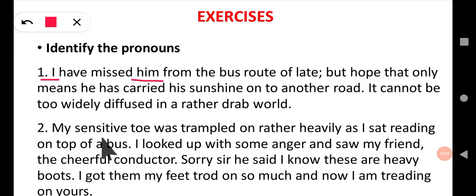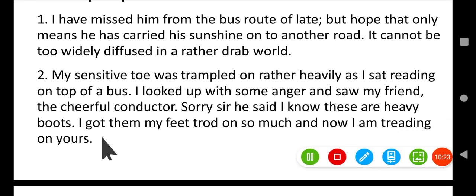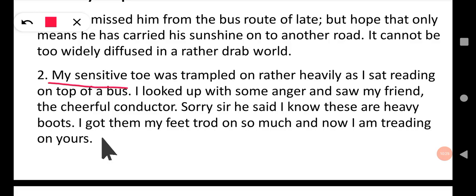For the bus route of late, but hope that only means he has carried. He is a subject pronoun again here. He is sunshine. He is a possessive adjective, sunshine is a noun. To another road, it is again a subject pronoun, cannot be too widely diffused in a rather drab world. So the underlined words which are on the screen here in red are all pronouns. Next, look at the second one. My sensitive toe.